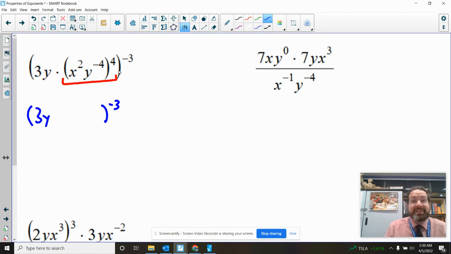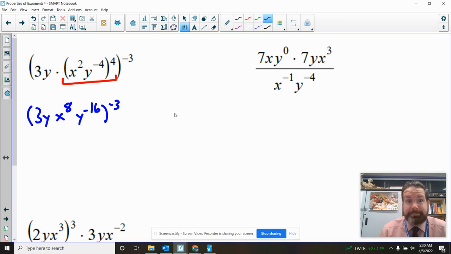And this part here, we're going to simplify. So for the x's, this 2 times that 4 is going to give me x to the 8th. And for my y's, this negative 4 times that 4 is going to give me a negative 16.